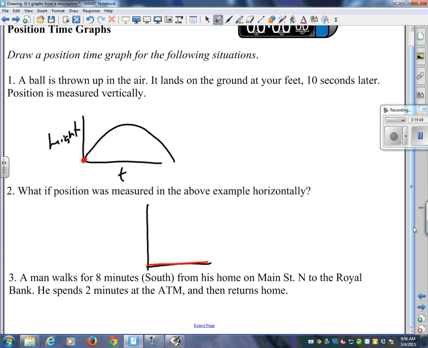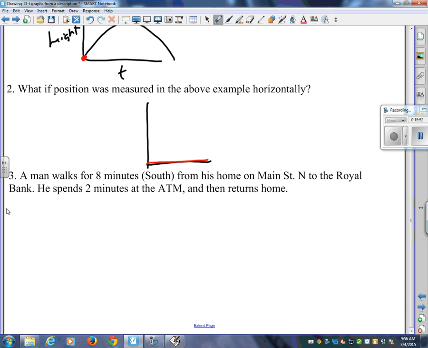A man walks for 8 minutes towards the south from his home on Main Street North to the Royal Bank, spends 2 minutes at the ATM, and then returns home. The key here is which one is the origin, home or the Royal Bank? Most people say home because that's where he starts. So he's walking south, which is negative.